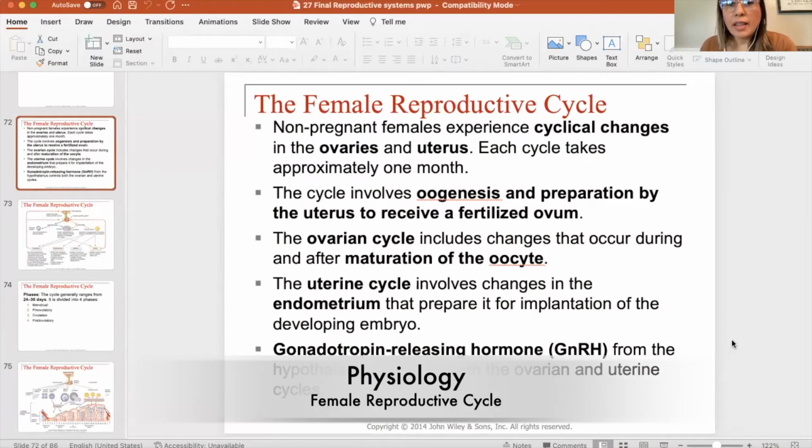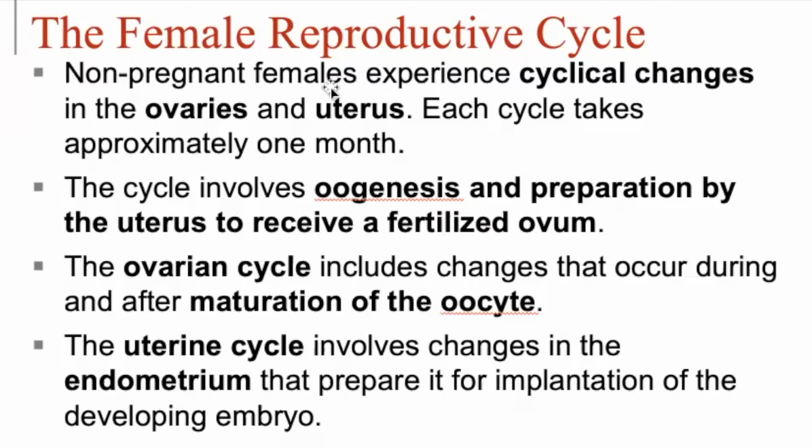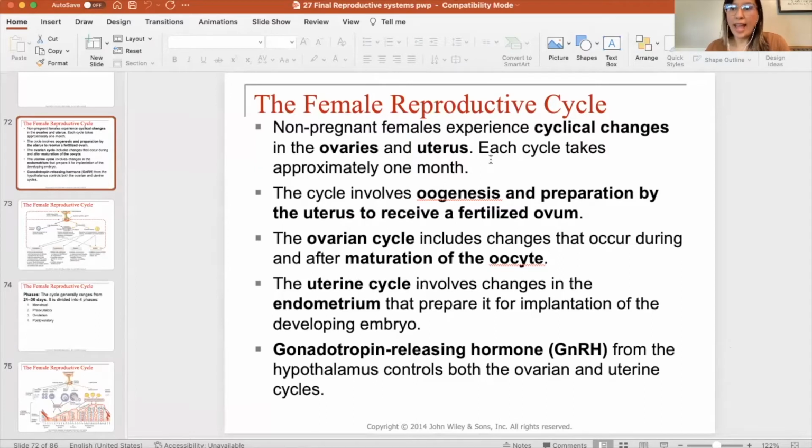So here is the female reproductive cycle. Let's begin with that. Here are a couple of very important things to remember. First of all, non-pregnant females experience cyclical changes in the ovaries and the uterus, and each cycle takes approximately 1 month, but this is an average. Some females can take a little bit longer and some a little bit less. On average, it's 28 days. Some females can go up to 40 days, some as little as 22 days, and that is still very normal.